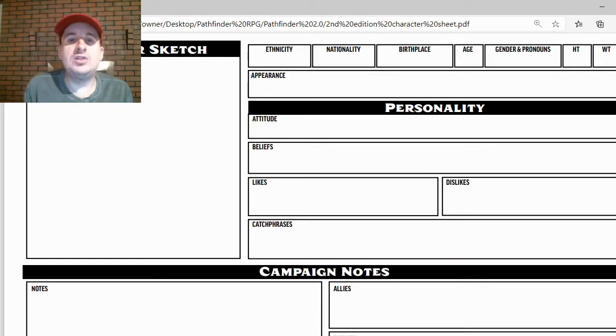I don't really use the third page when I build my characters, but you can. This is where you would put your character's backstory, your character's picture if you want to draw one, their personality, their age, all that role-playing stuff, plus any campaign notes you want to take.